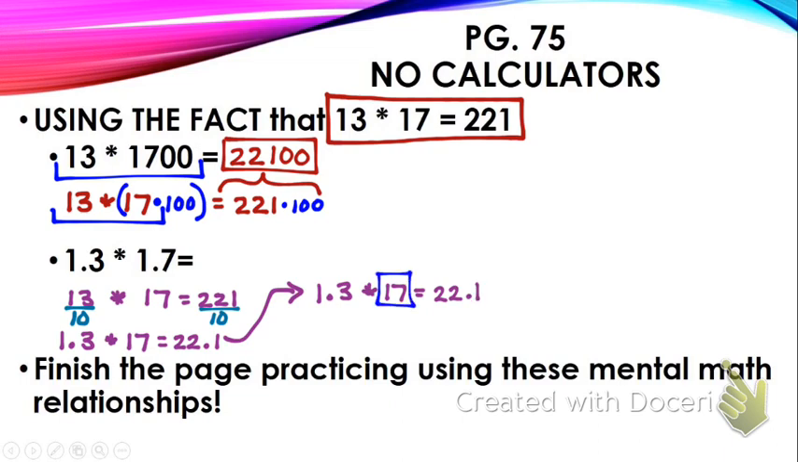How can I make the 17 look like 1.7? Divide that one by 10. And if I do it to one side, got to do it to the other side. So if I do that, I have 1.3 times 1.7. How's that going to change the answer? It's going to move again. So this is going to be 2.21.